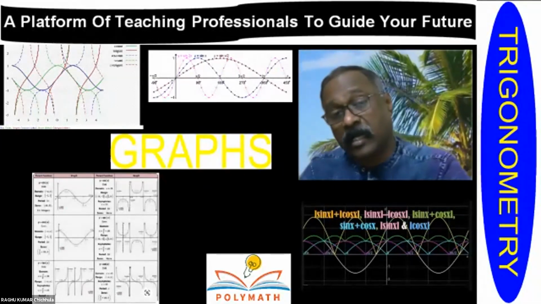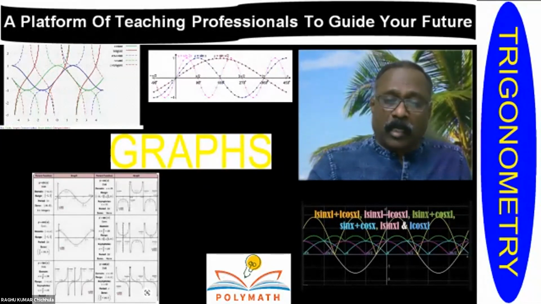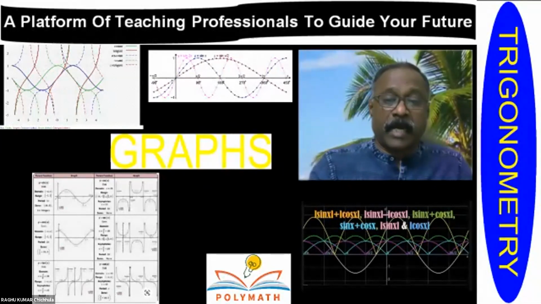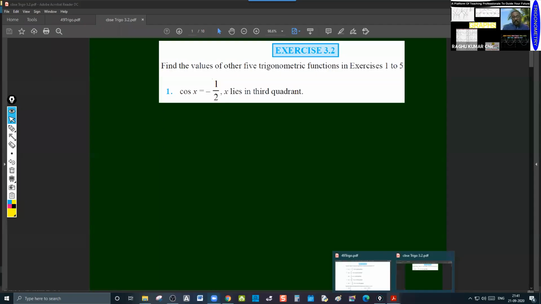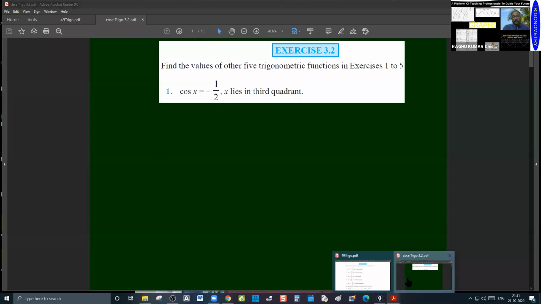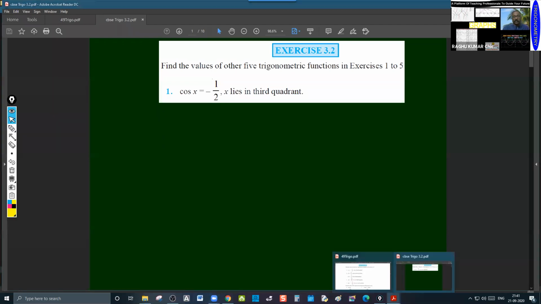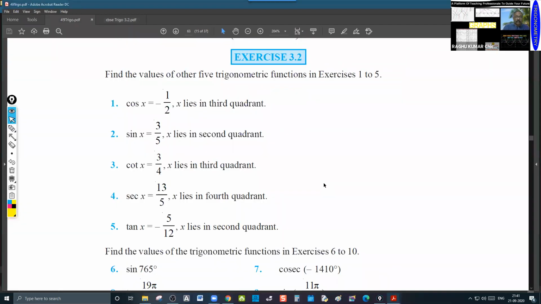Now, based on that theory part, what we are going to learn is this exercise 3.2, what you have. Let me show you first your textbook. The exercise 3.2: find the value of other 5 trigonometric functions in exercises 1 to 5.